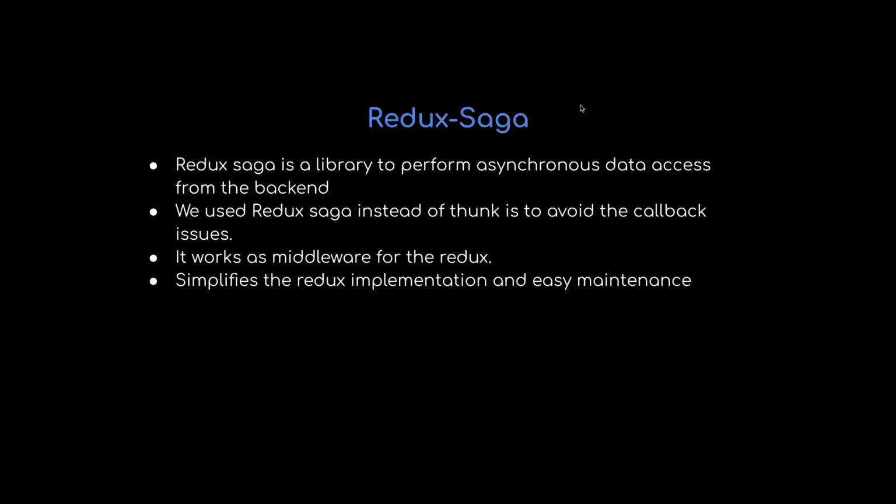We use Redux Saga in our application instead of Redux Thunk. Redux Saga is a middleware to perform asynchronous API calls to the backend. We use Saga to avoid callback issues, which we used to face in Redux Thunk. It uses one of the features of ES6 called generators to make async calls to fetch data and make the state change.